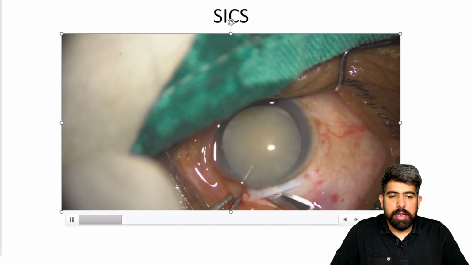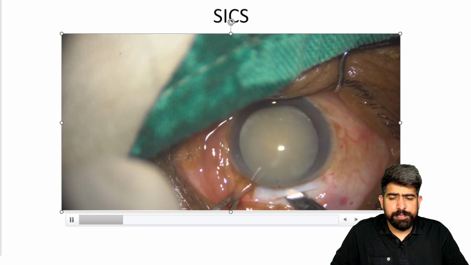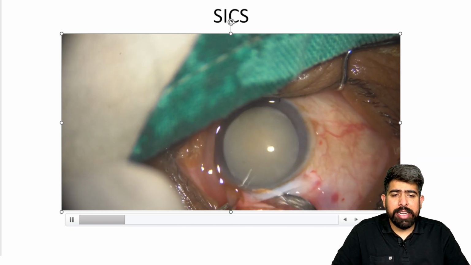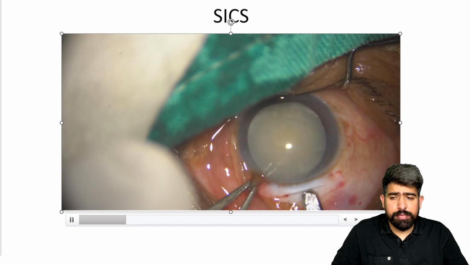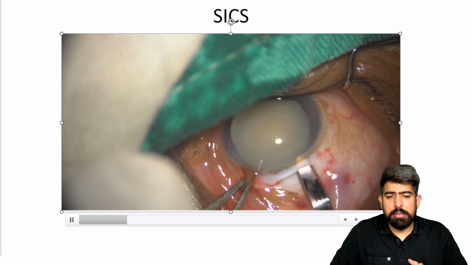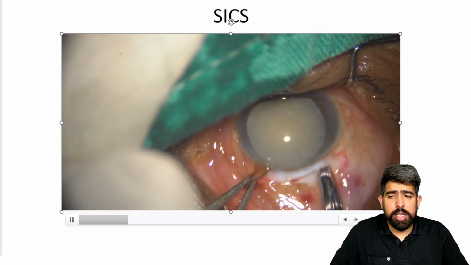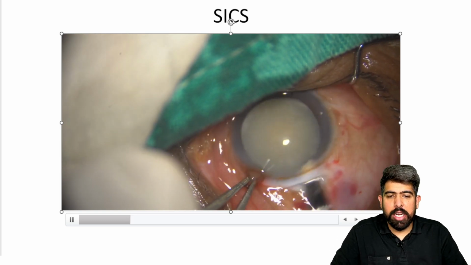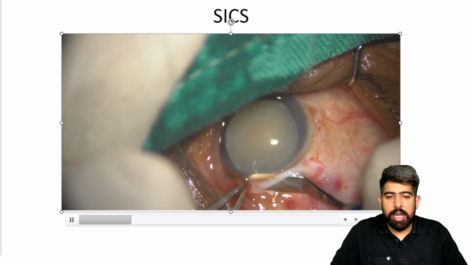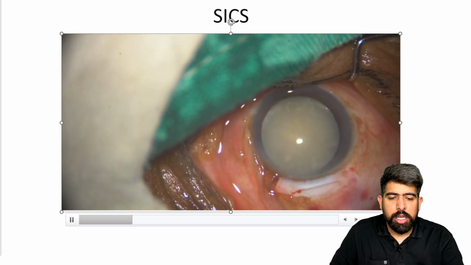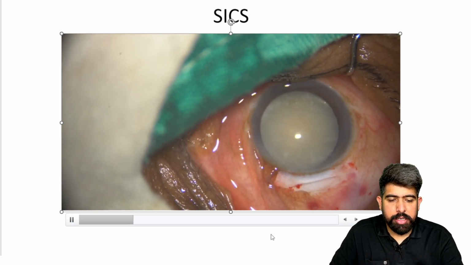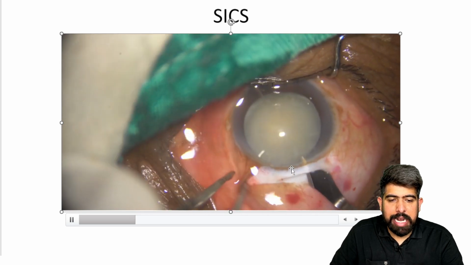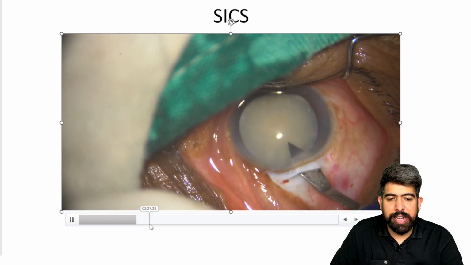After the scleral cut, we are using this keratome blade. We are entering into the lens through the sclerocorneal tunnel. We are making a corneoscleral tunnel. Through this corneoscleral tunnel, we enter into the anterior chamber.